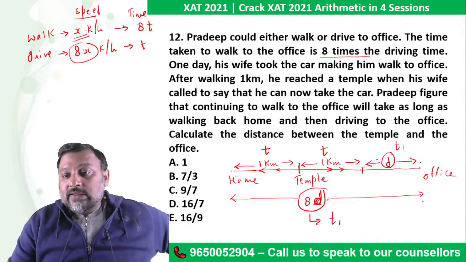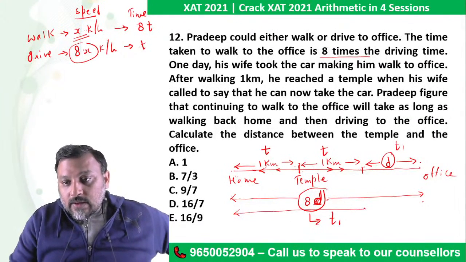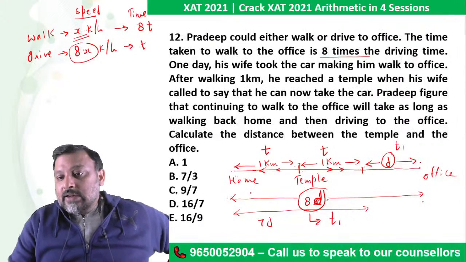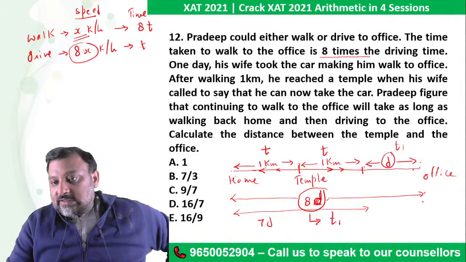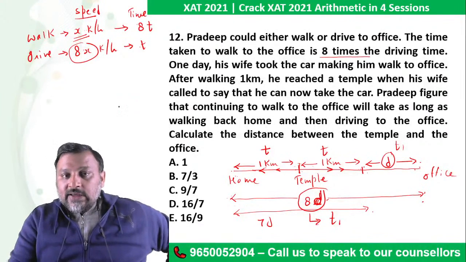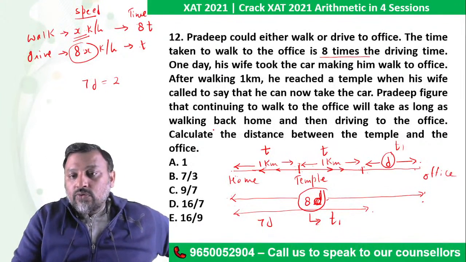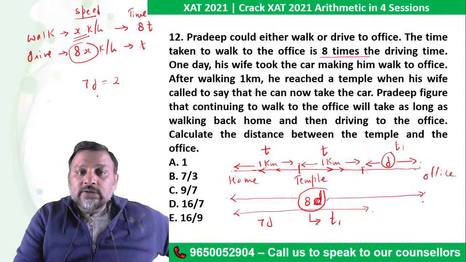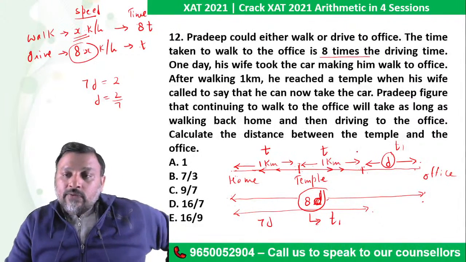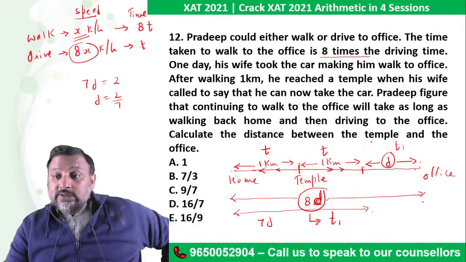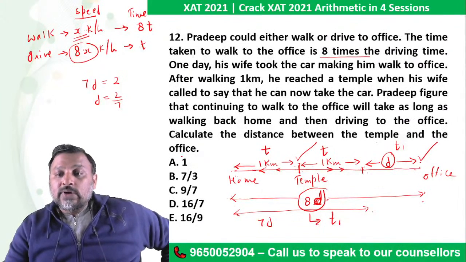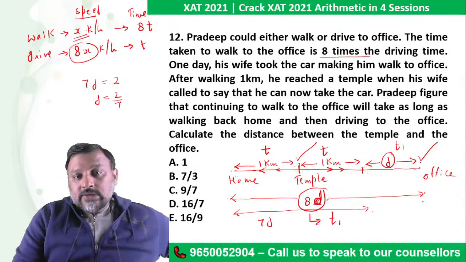So can we say this distance is how much? 7d. अगर ये पूरा distance 8d है, out of which this is d, so this distance is 7d and 7d is given to be 2. This is given to be 2 kilometers. So d is 2 by 7, and what I need to find is the distance between temple and office. So temple and office, this distance is how much? It is d plus 1, that is 9 by 7.